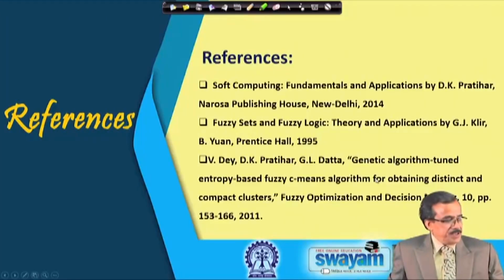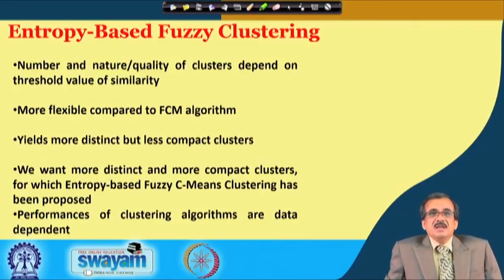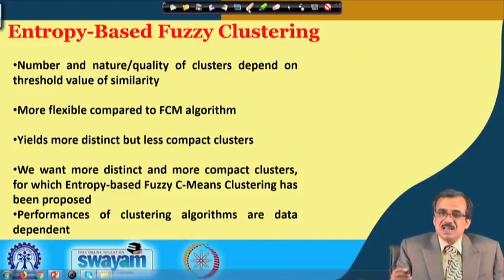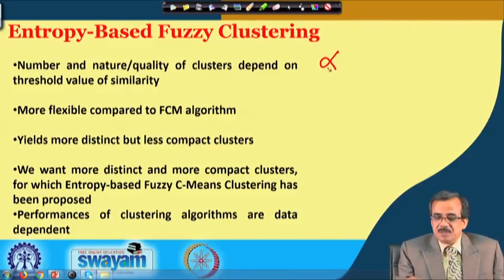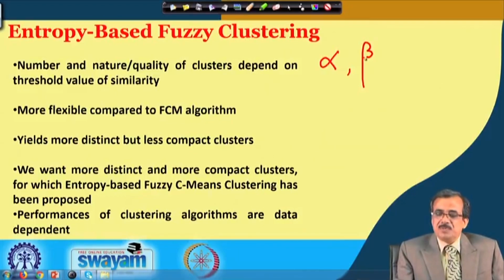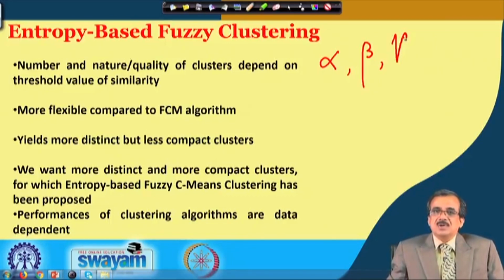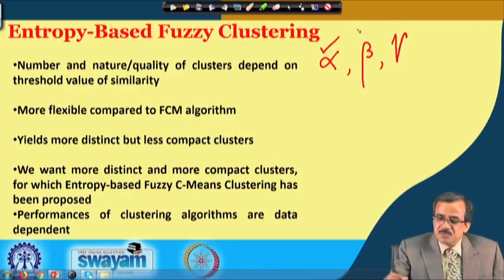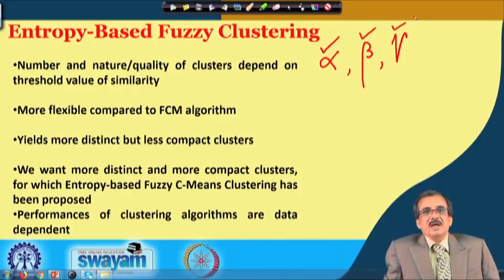Now, if you see, the number and nature or the quality of the clusters depends on a number of parameters. In entropy based fuzzy clustering, we have considered a few parameters. For example, we have alpha, that relates the Euclidean distance and similarity. Then we have beta, that is the threshold value of similarity. Then we have gamma, which decides the outliers. So, performance depends on alpha, beta and gamma, and we have seen that.